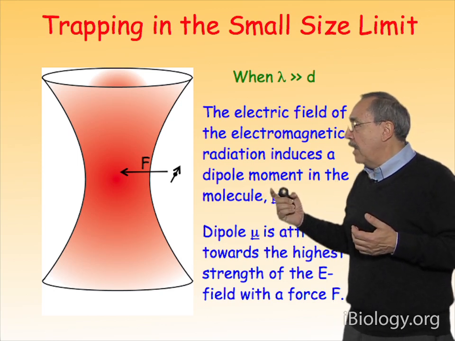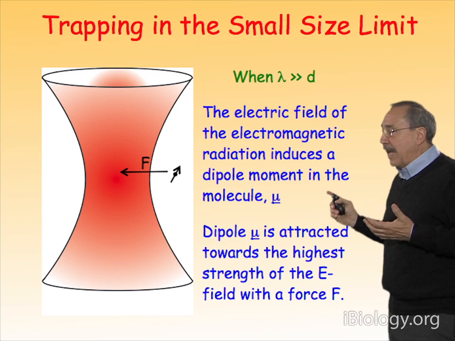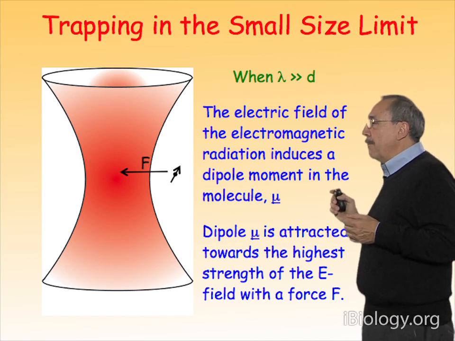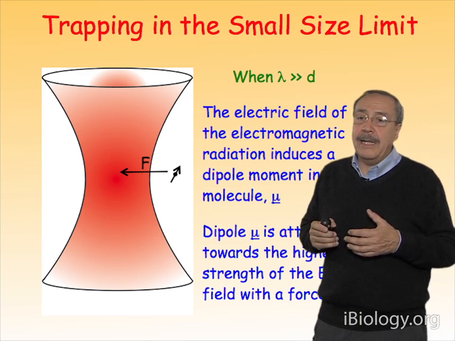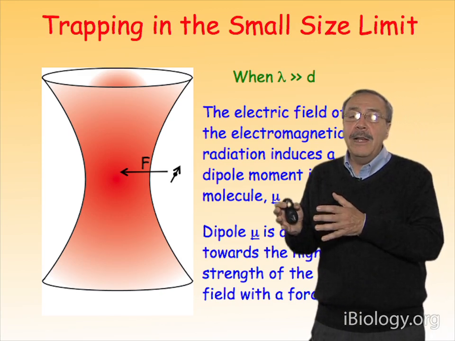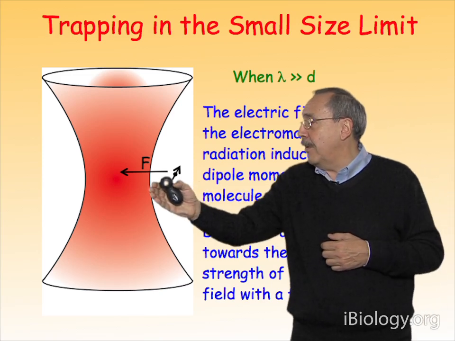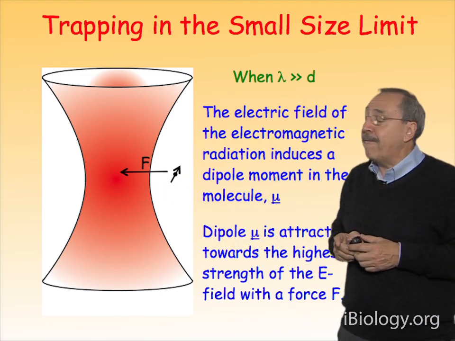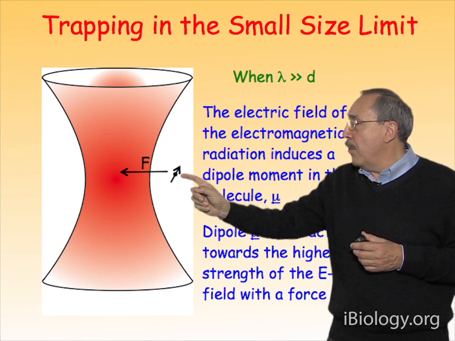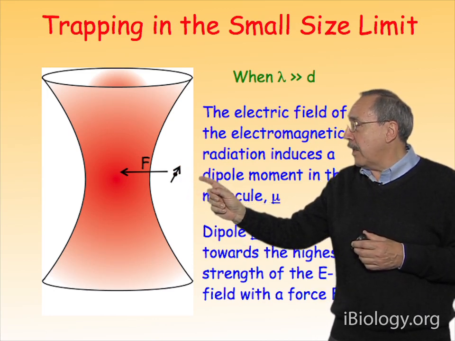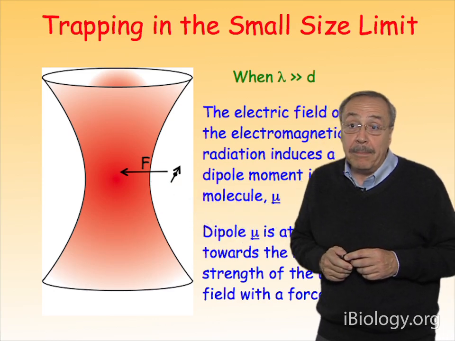And that's what we call here mu, right? You see here we are calling mu as the electric dipole moment generated in the molecule by the electric field of the light. And it turns out that an induced dipole moment will be attracted towards the higher intensities of the light indicated here. So a force, which I indicate here with this arrow, will actually act on the molecule and will bring the molecule, in fact, towards the center of the beam.